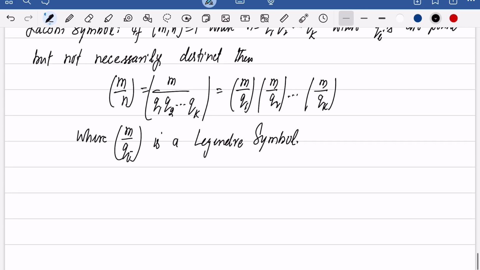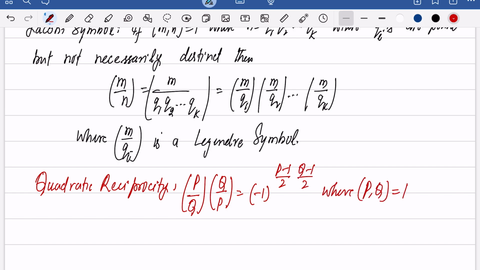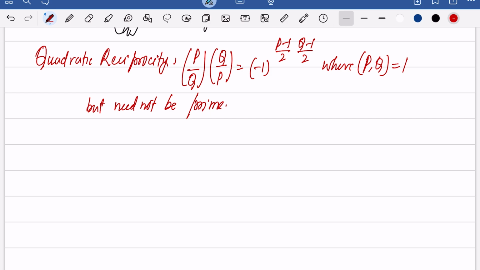This again has a quadratic reciprocity law similar to what we had for Legendre symbols. This states that p by q, where p and q are now not necessarily primes, they are integers which are relatively prime, p by q into q by p is equal to minus 1 power p minus 1 by 2 into q minus 1 by 2, while p and q have GCD equal to 1 but need not be prime. So this is a more generalized version of the quadratic reciprocity law which was given for the Legendre symbol.